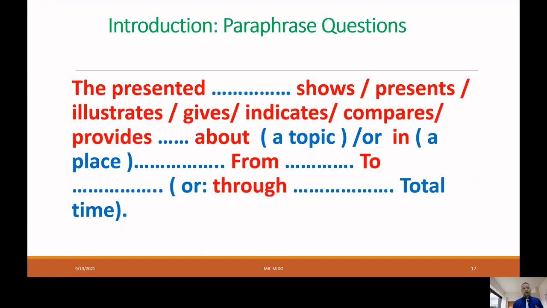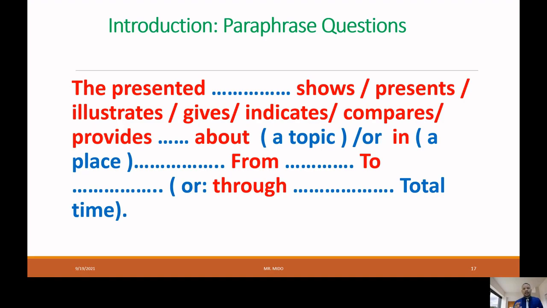Let's see the book. Again, introduction, paraphrase the question: the presented line graph, or the given pie chart, or the given table, or one of the 4 charts as I told you before, or the given line graph or bar graph, shows or presents or illustrates or gives or indicates or compares, always in present simple because you can see it in front of you now, or provides. Provides what? Provides information, maybe numbers, maybe facts. So what kind of points are in front of you? Information, numbers, facts. About what? About the number of inquiries here in our question, or about, for example, population number if you have a question about population.